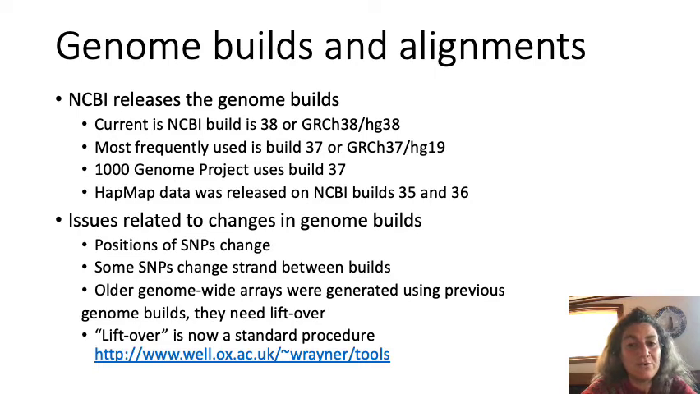Also, when preparing your data for imputation, this is very important because you need to make sure that your data is coded according to the same genome build between the target set and the reference data set. So there are tools for that. They are called liftover tools. For instance, there is one from Oxford that we use for this purpose, and I provide the link to that here.